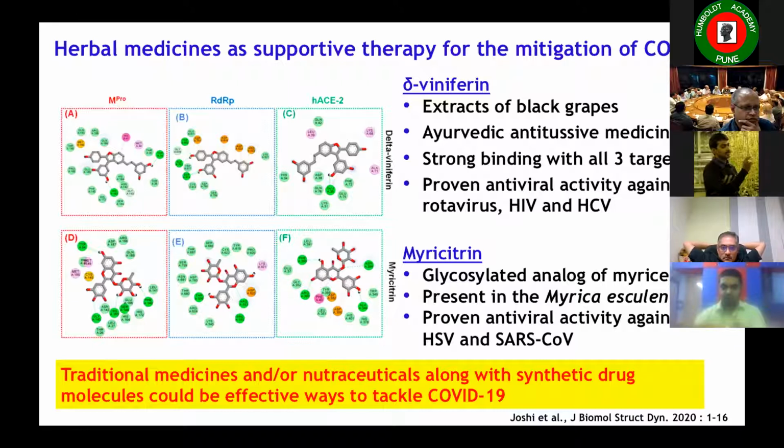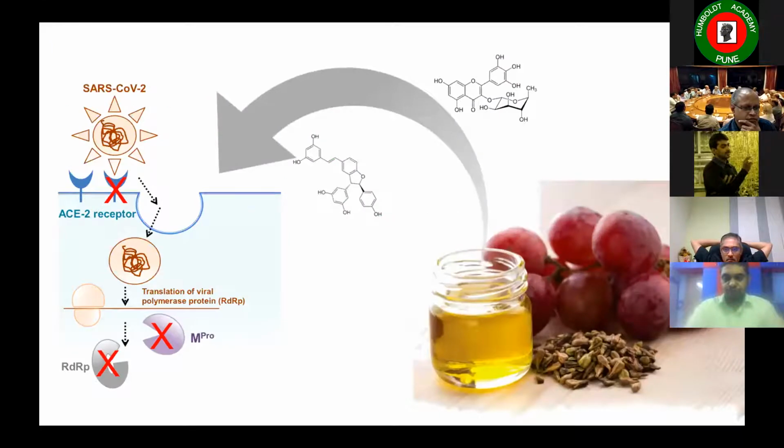These are the molecules coming from the plants. Similarly, this myricitrine, which is a glycosylated analog of myricetin, is present in Myrica esculenta, called the kaphal plant, a typical plant grown in the northeast area. This molecule was also known to have antiviral activity against HIV as well as other viruses. So that means these molecules can help not only with virus replication, but also with the entry of the virus. So we propose this for Ayush, and we are working on developing formulations from these plants, grape as well as this kaphal plant.